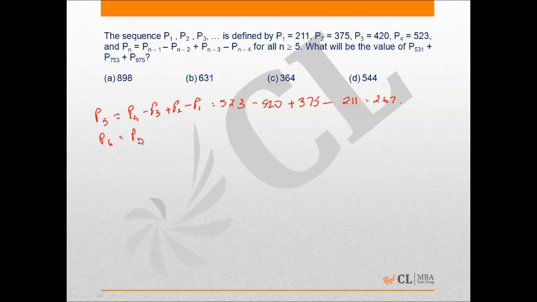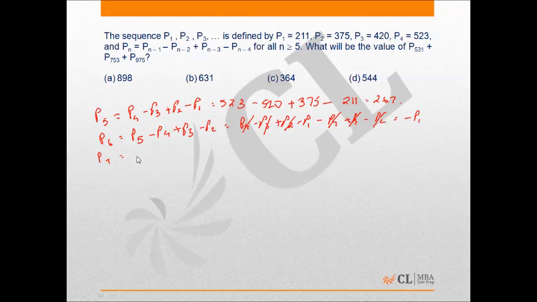Now let's look at P6 by substituting n equals 6. P6 is nothing but P5 minus P4 plus P3 minus P2. P5 now can be written as P4 minus P3 plus P2 minus P1. So now we subtract P4 plus P3 minus P2. Let's see what we are left with: P4 minus P4, minus P3 plus P3, plus P2 minus P2. Hence P6 is nothing but minus P1.